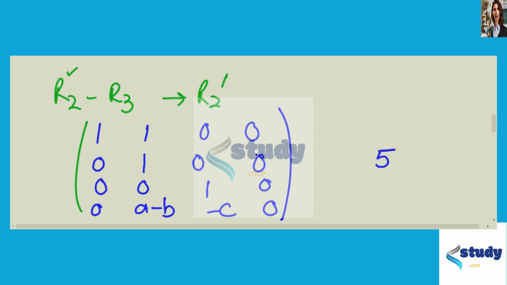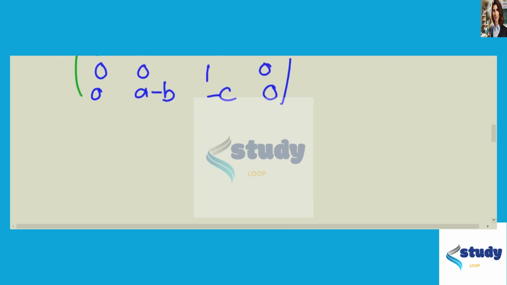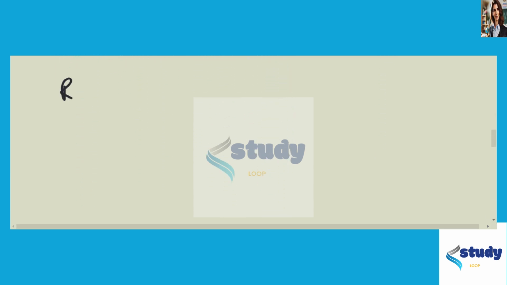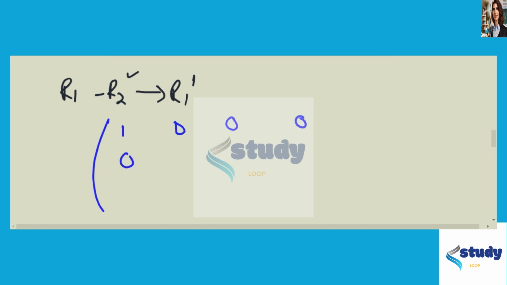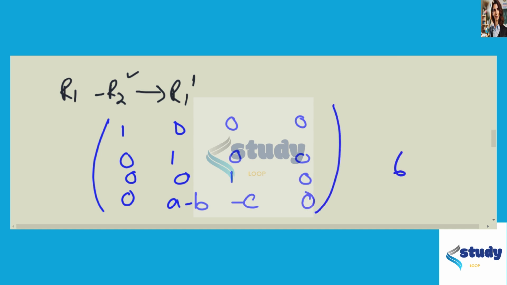Now, all the rows have been changed except for the first row, so it's time to change the first row. We simply subtract the new second row from the first row to get a new first row. The second row is 0 1 0 0, the third row is 0 0 1 0, and here we have 0 negative a, negative b, negative c... 0. So this is the sixth step.